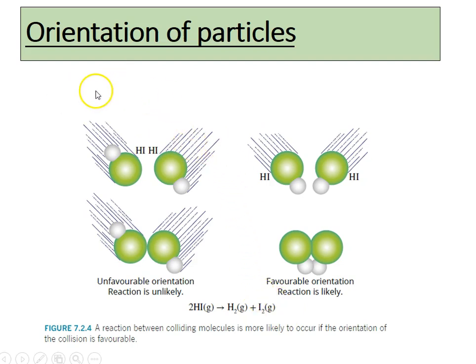Okay, so as well as frequency of collisions, which concentration, surface area and temperature affect by making particles collide more often, and the proportion based on the amount of energy they have, when particles collide they have to collide with the correct orientation. This is showing hydrogen iodide. Two hydrogen iodide molecules can react and form hydrogen molecules and iodine molecules. Hydrogen has the smaller atoms, iodine the larger atoms. So in order to form two hydrogens together and two iodines together, the hydrogen iodide molecules have to collide in the correct orientation, so the hydrogens have to be next to each other. So this orientation is unlikely to result in a reaction, but this orientation is likely.